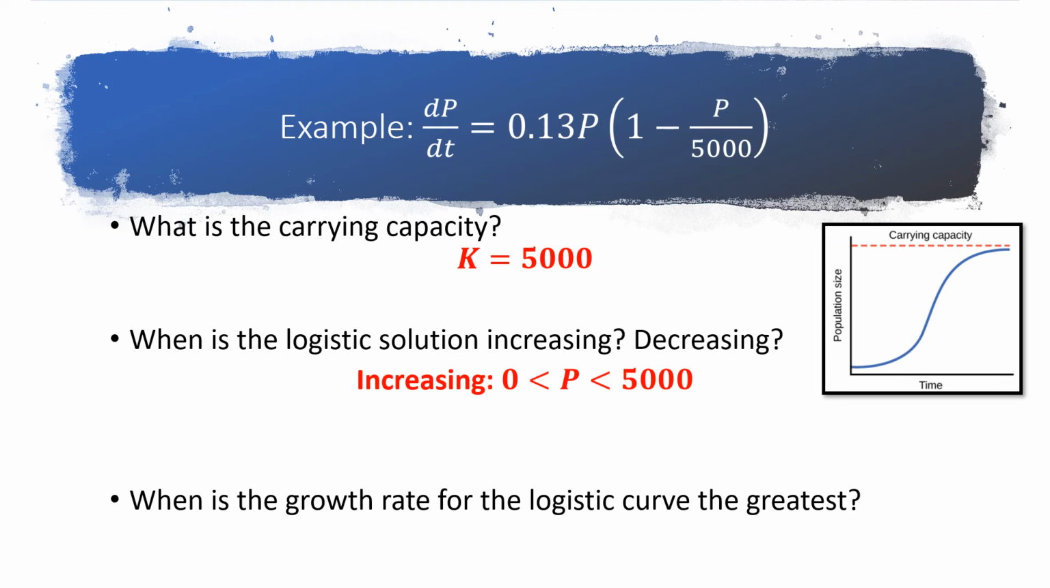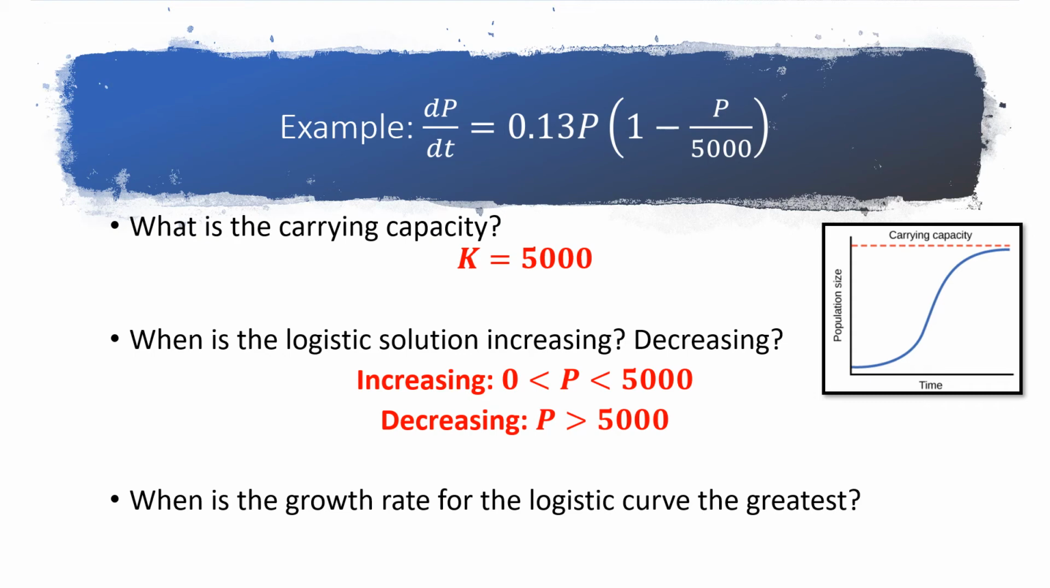And then it's decreasing anytime we're past our carrying capacity. So anytime we're greater than 5,000, our curve is going to decrease back down to the carrying capacity.